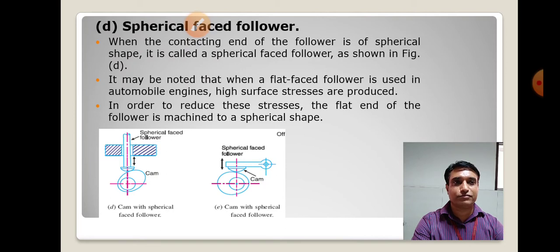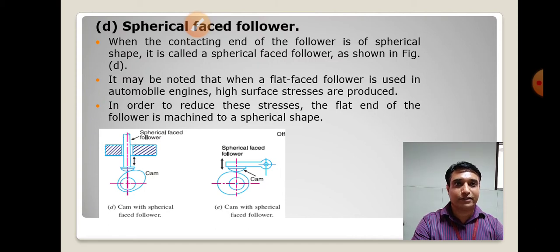Now the fourth classification of our follower is the spherical faced follower. We can see the spherical faced follower in figures D and E. When the contacting end of the follower is of spherical shape, it is called a spherical faced follower. We can see this kind of follower in figure D.